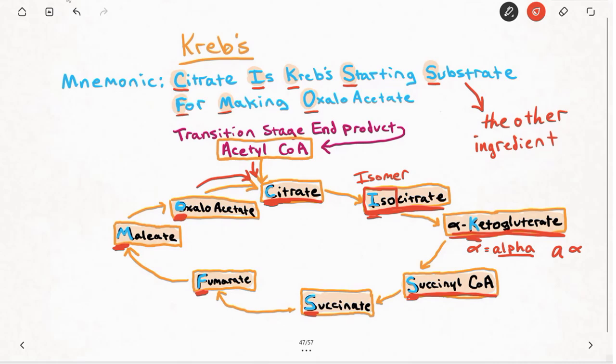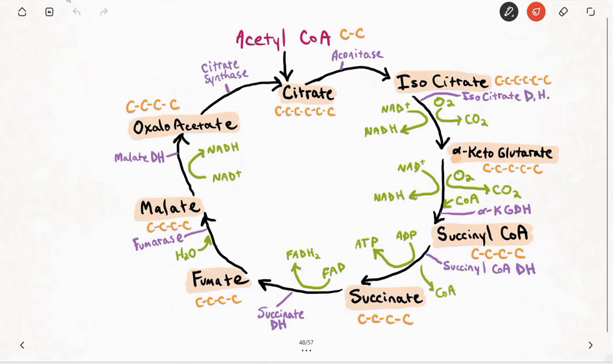And that's how you can remember these intermediary products that we're making as we go around the cycle. So here is the diagram. And don't worry if this is too much and really overwhelming for you. We're going to go through this step by step in this video.